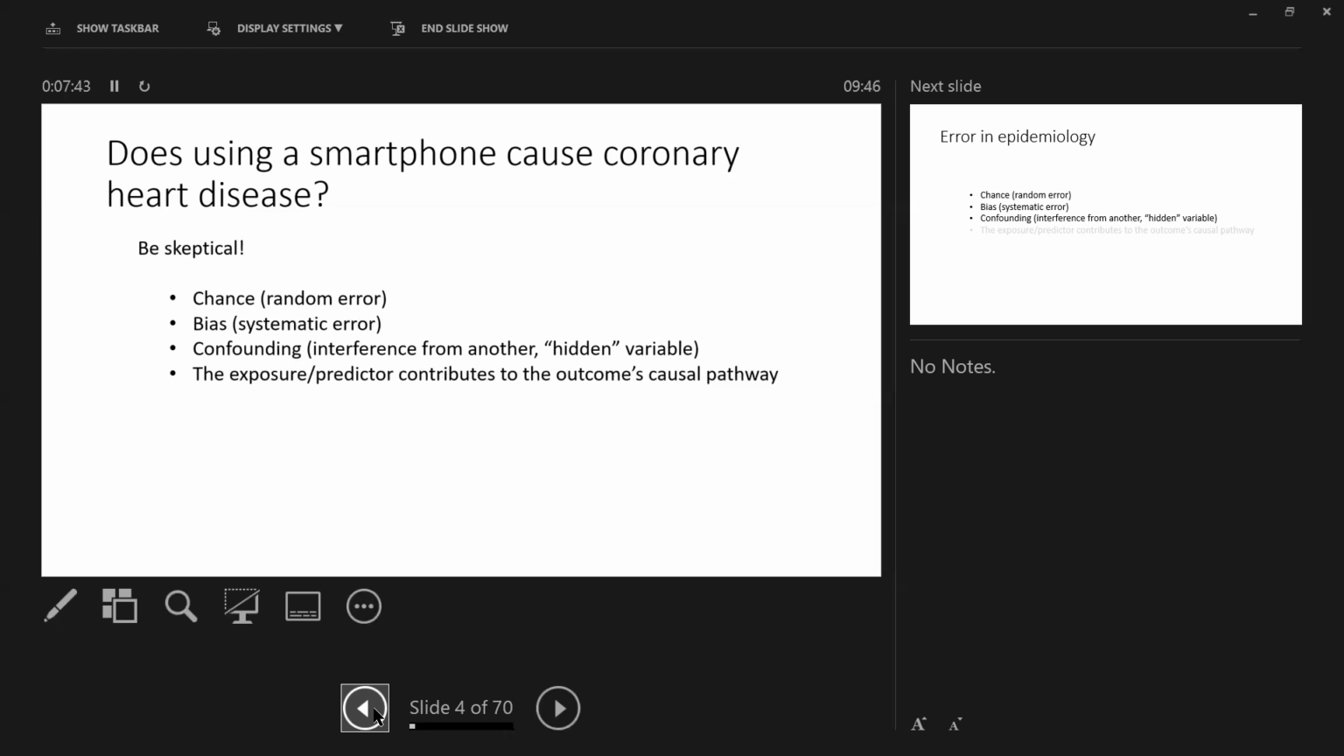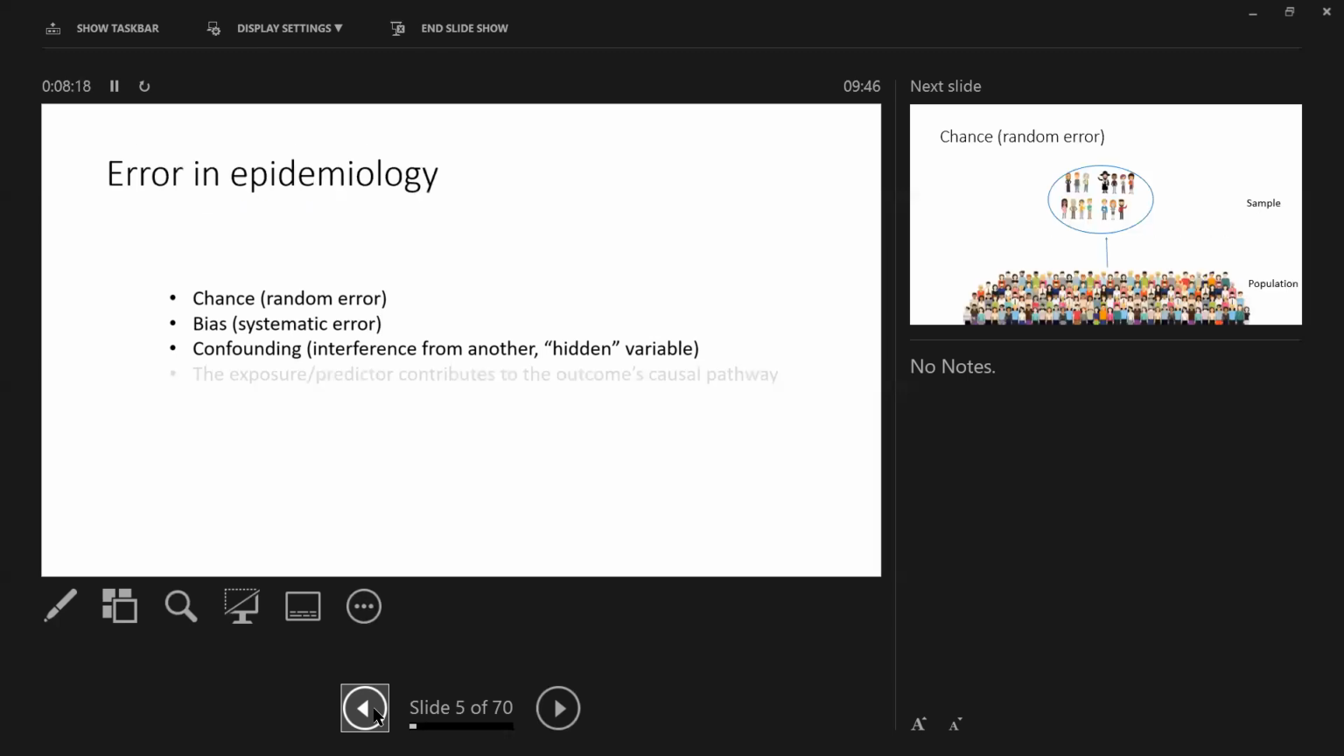And it's the same thing when you design a study. You have to think, in the way I'm designing this, am I eliminating or reducing the possibility of finding or failing to find an association just by chance because my study is too small? Have I thought about bias in the way I recruit patients, I analyze the data, etc.? And have I thought about confounding factors? And once you've gone through these 3, only then you start thinking that the exposure contributes to the outcome's causal pathway. Right? So we'll cover all these 3 things today.